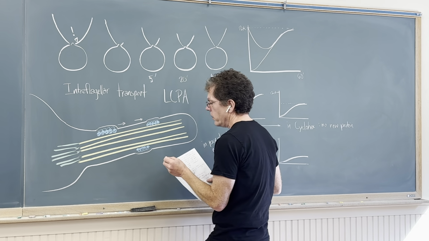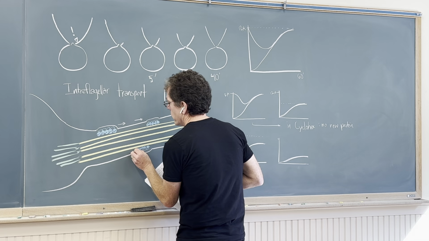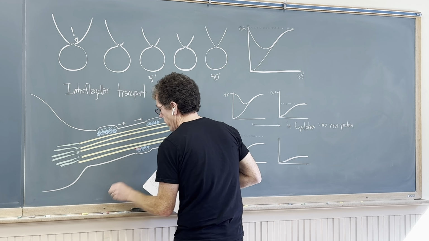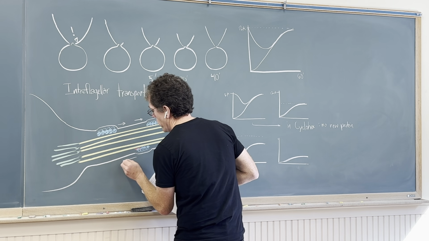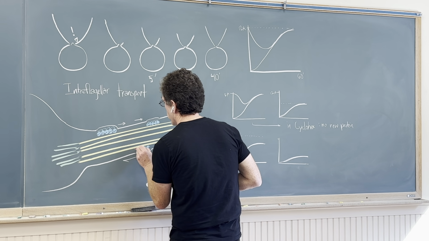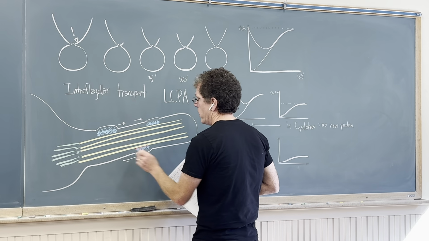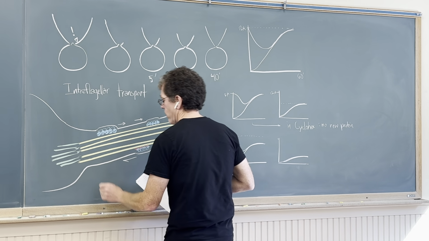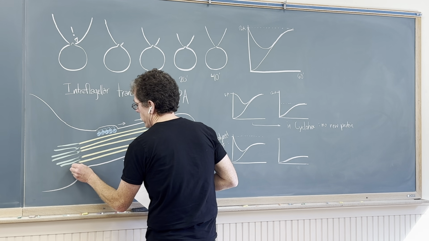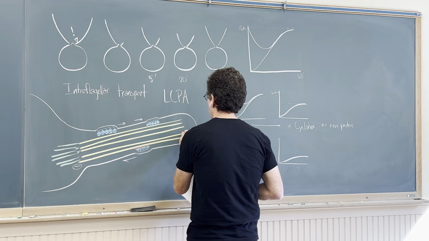It turned out, ultimately, that the retrograde transport, the trains moving that way, are moving because they are driven by cytoplasmic, not ciliary, by cytoplasmic dynein carrying these trains toward the minus end of every microtubule, which remember is down here at the basal body.